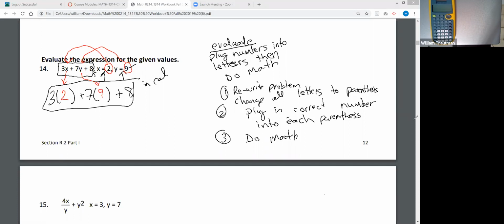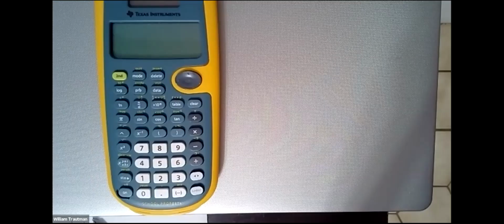All right, so let's put this into our calculator. You should have put it in your calculator, but I'm going to just use the order of operations quick. 6 plus 63. This is 69 plus 8, and I get 77. So I'm going to put it in my calculator too, because I want to show you how I put it in my calculator.